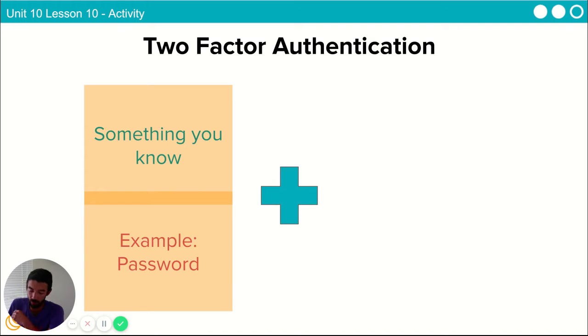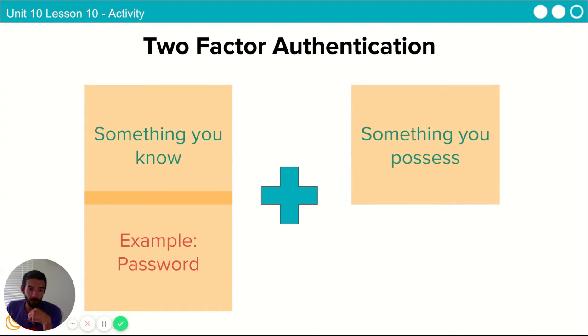Great, so I hope you came up with some ideas, and some of you may be familiar with this. You may use it on even a daily basis. Maybe you've never used it before, but if we think about something else besides something that you know, we can think about something that you possess, right? So something like a phone, right?